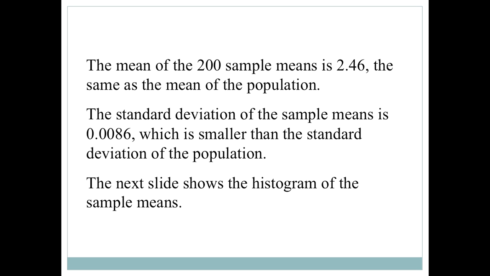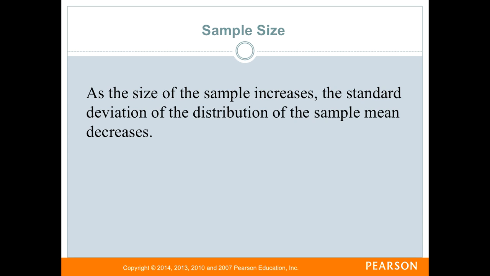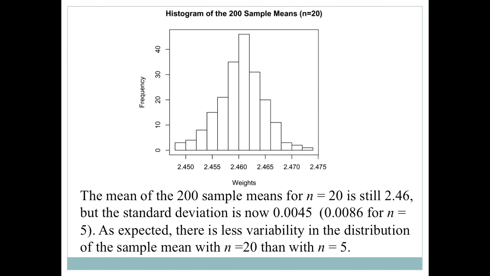But the next slide shows the histogram of the sample means. So here it looks like we had almost 40 different samples of 5 that had a weight in this category here. It's kind of hard to tell what it is because not all of these little pieces are labeled. But it's pretty nicely bell-shaped, looks pretty normally distributed. Now, one thing to note is that as the sample size increases, the standard deviation is going to actually decrease. So that is an inverse relationship.